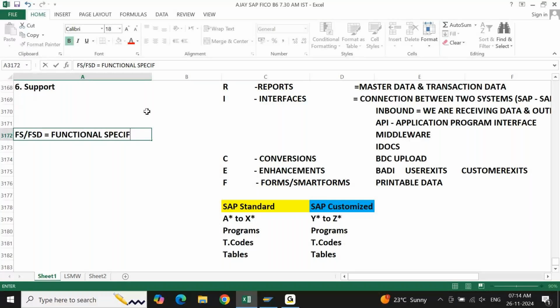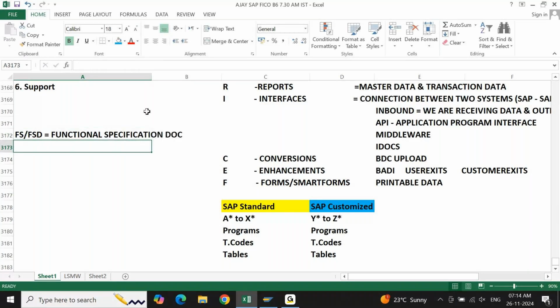Specification document. Tomorrow in your interview, somebody will definitely ask this question: have you worked on FS or FSD? Both terminologies are one and the same. Do not get confused. Wherever possible, if there are any alternative names, first understand those alternative names, because not necessarily everybody will use the same word that you are aware of. If somebody says FSD or FS, don't have any confusion here. Both are the same.